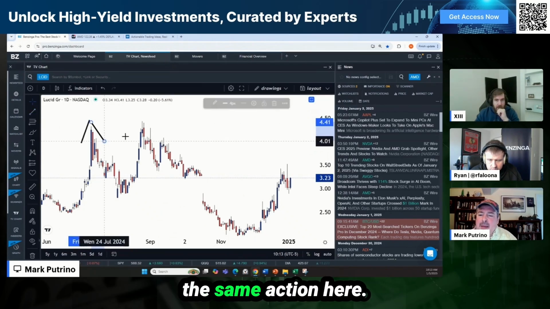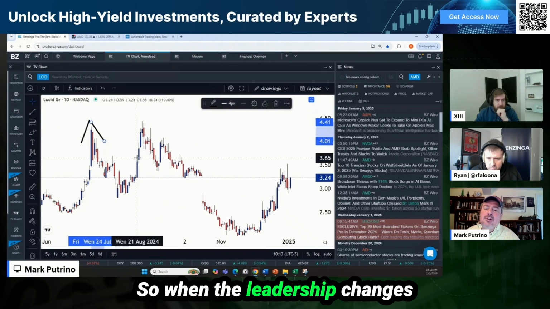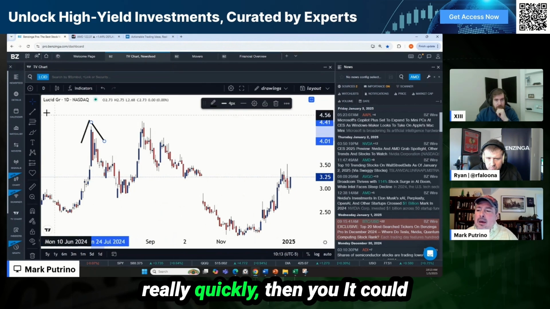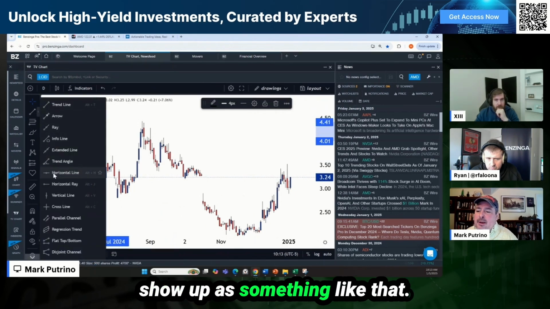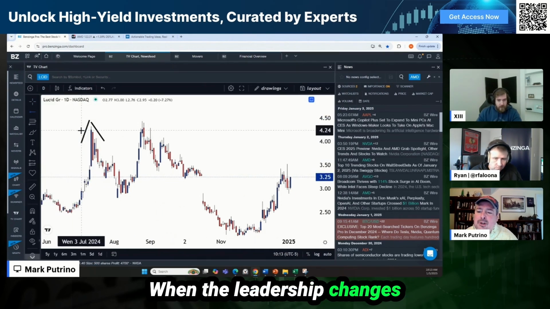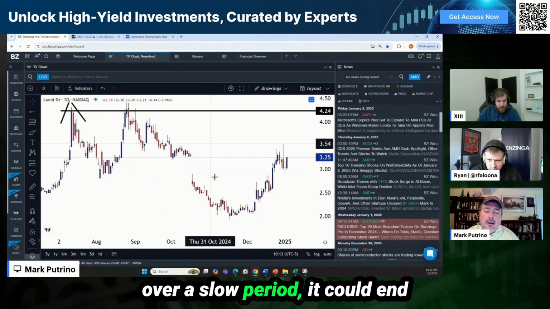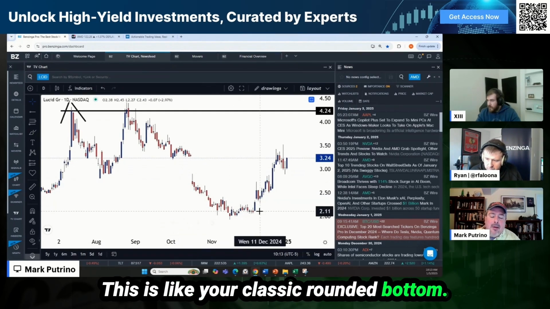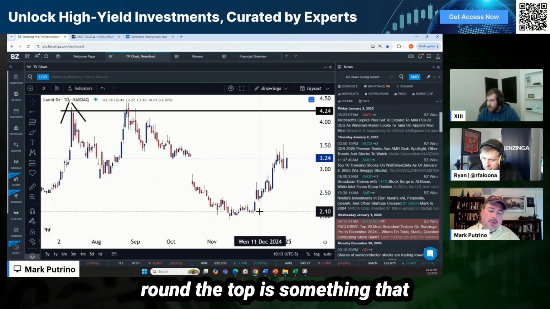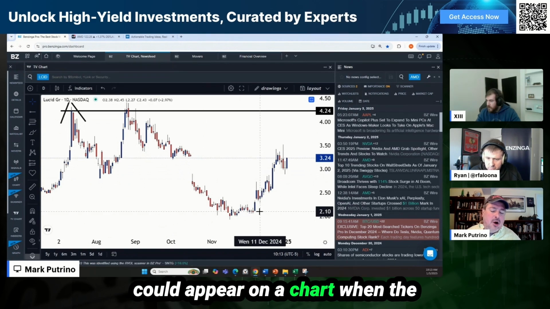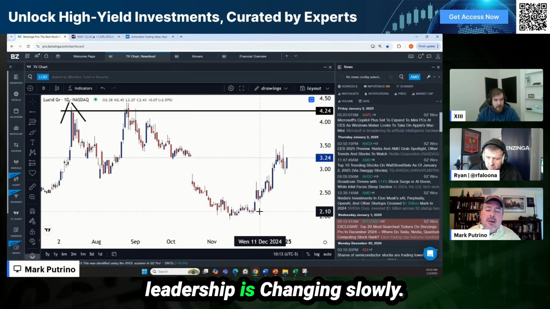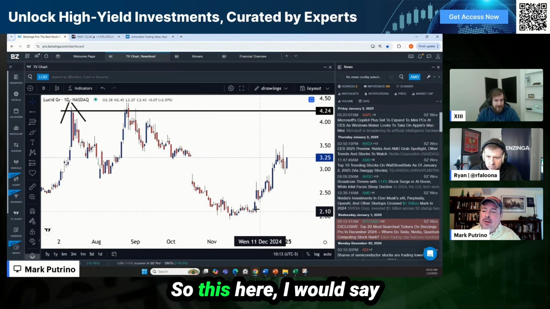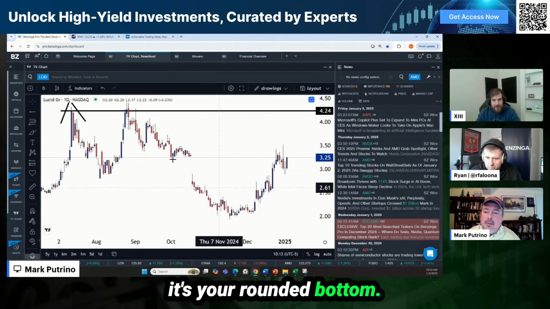And you can kind of see the same action here. So when the leadership changes really quickly, then it could show up as something like that. When the leadership changes over a slow period, it could end up looking something like that. This is like your classic rounded bottom. So the rounded bottom or the rounded top is something that could appear on a chart when the leadership is changing slowly. So this here, I would say it's your rounded bottom.